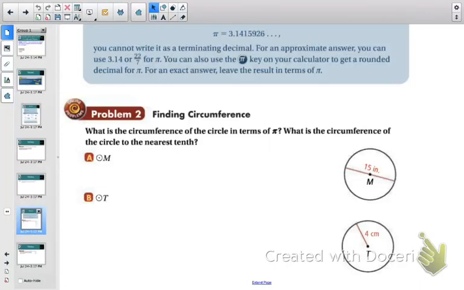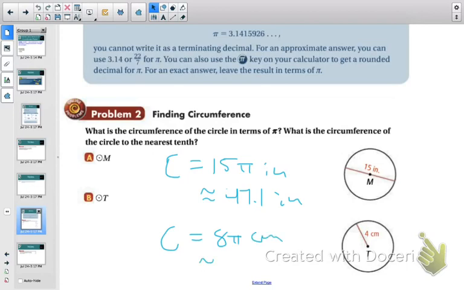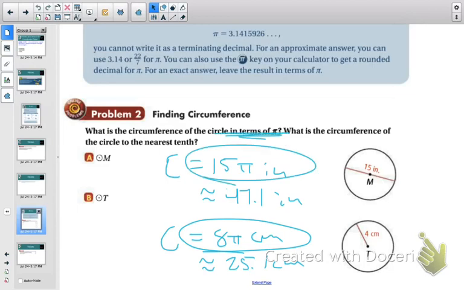Welcome back. I don't know when this paused, so this one right here, your circumference was 15 pi, which came out to be approximately 47.1 inches. And this one down here was 8 pi, exactly, so that's the exact answer, in centimeters, which rounds to about, I think it was 25.1. So this is the exact answer in terms of pi, so when it says in terms of pi, that's what it wants. This is to the nearest tenth here and here.